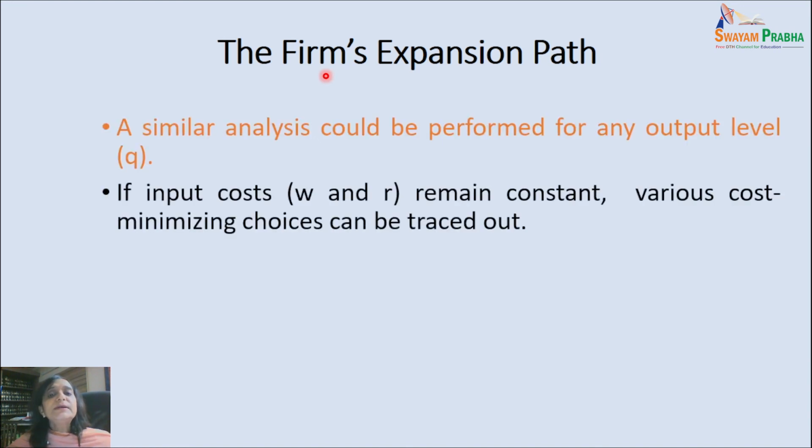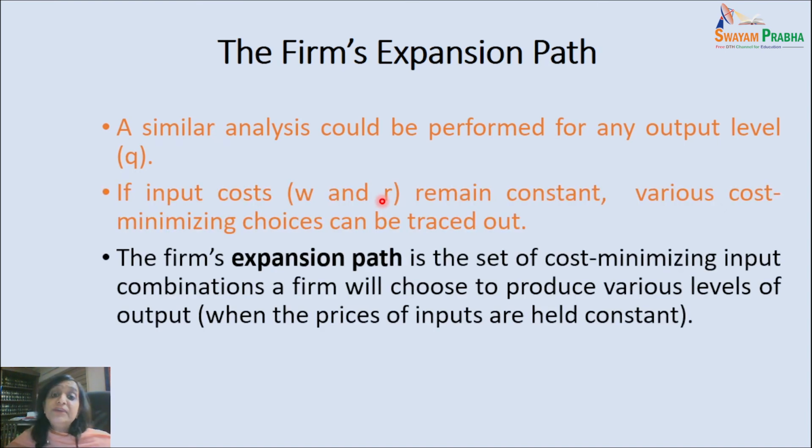If we do a similar analysis for any level of output, keeping the input prices constant, that is there is no change in W and R, we will get an expansion path. That is, if Q keeps on increasing and W and R, the price of labor and price of capital, are constant, various cost minimizing choices can be traced out. When you join all these cost minimizing combinations of inputs, the line or path which you get is called the expansion path.